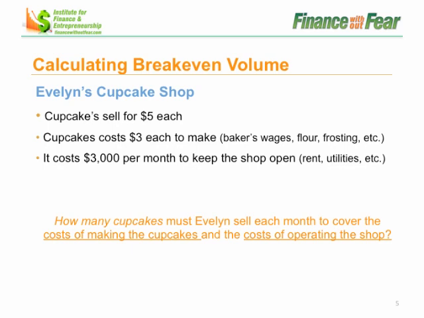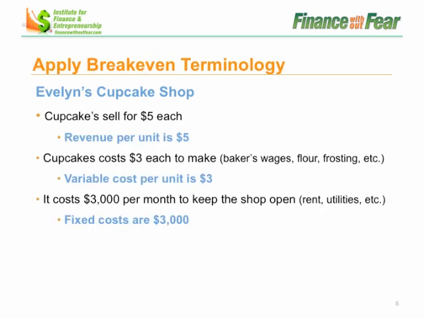It's break-even volume. So let's apply our break-even terminology. Cupcakes sell for $5 each. That is, the revenue per unit is $5. Cupcakes cost $3 each to make. That means the variable cost per unit is $3. It costs $3,000 per month to keep the shop open. Fixed costs are $3,000.